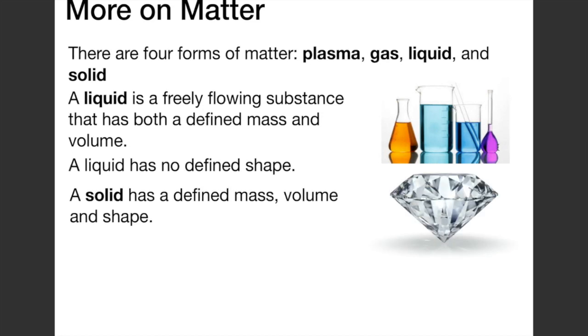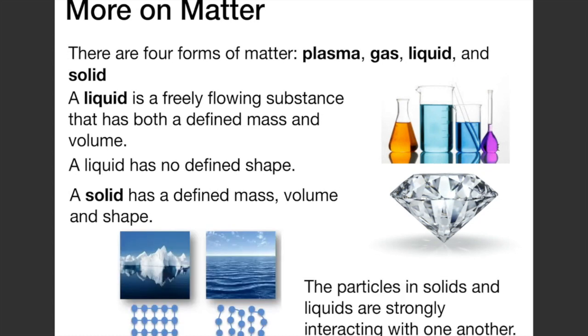A solid, on the other hand, has both a defined mass and a defined volume, and it also has a defined shape. So the difference between a liquid and a solid has to do with defined shape. If we look at the individual particles in a solid or a liquid, what we find is that those individual particles strongly interact with one another. So they hold on to one another, allowing them to have that defined volume.